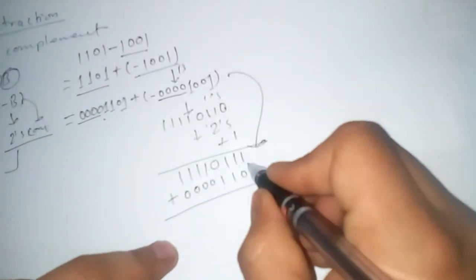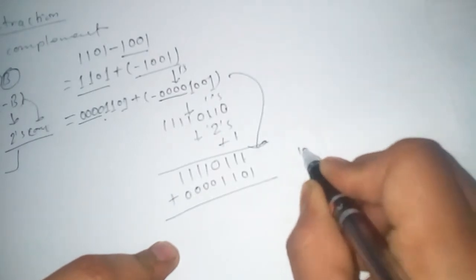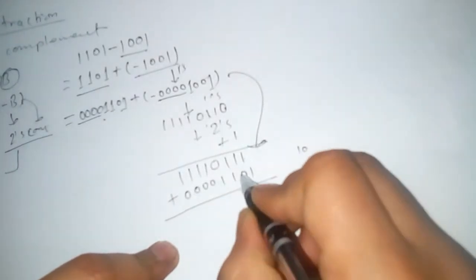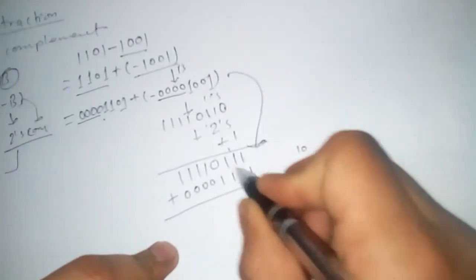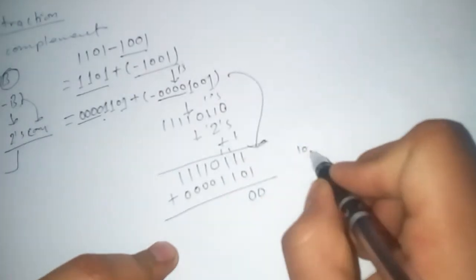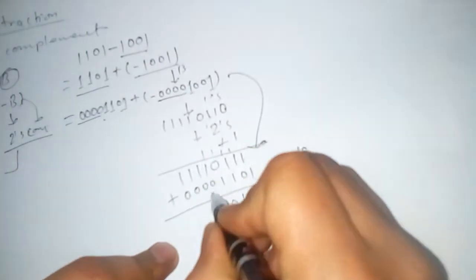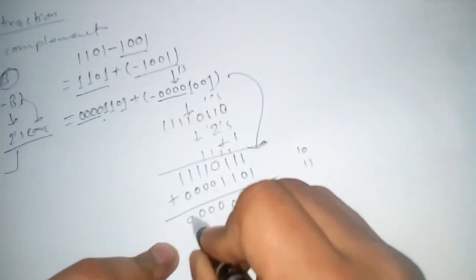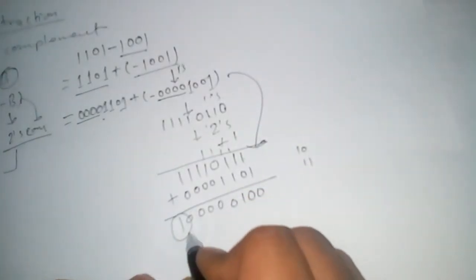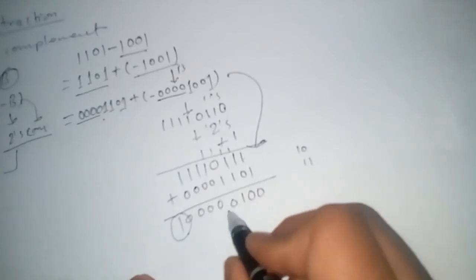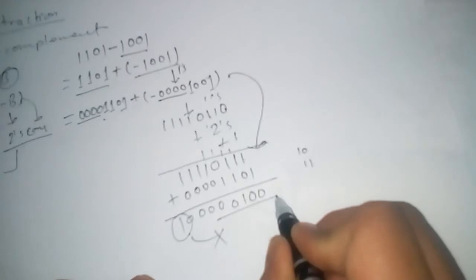0 0 0 0 1 1 0 1. We are going to add. 1 and 1 means 2, and 2 in binary is 1 0, so 0 is the sum and 1 is the carry. 1 and 1 again, 0 with 1 carry. 3 ones means 1 will be the sum and 1 will be the carry. 0 and 1 will be the carry. 0 0 0 0 and 1 is the extra bit. When this extra bit comes, we will discard it and our answer is this.